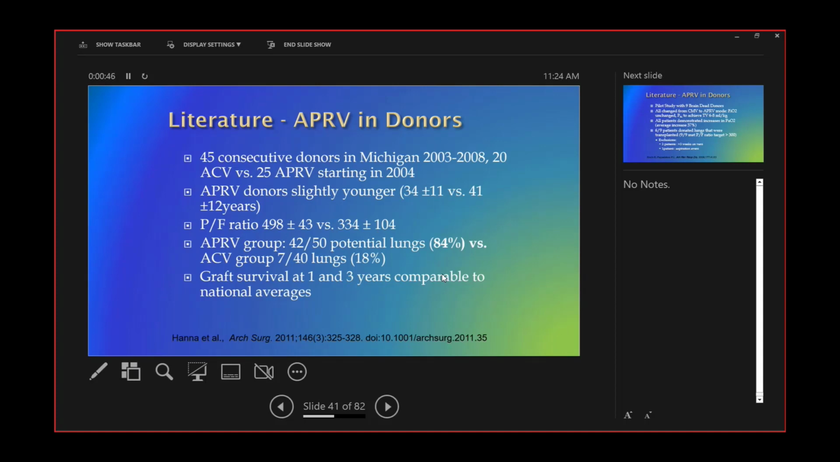This was an early paper in 2011 where they took 35 consecutive donors in Michigan. They did 20 of them with assist control and 20 of them with APRV. The APRV were slightly younger. The APRV PF ratios were almost 500 compared to the ACV of 334. In the APRV group, 42 of 50 were potential lung donors versus 7 of the 40 in the ACV group. And the graft survival at 1 year and 3 year was comparable to national averages and no different from each other.